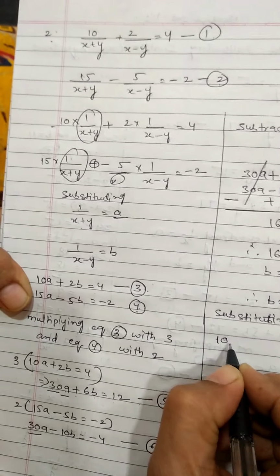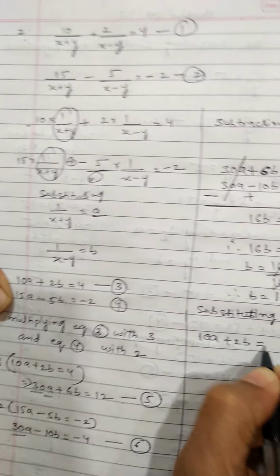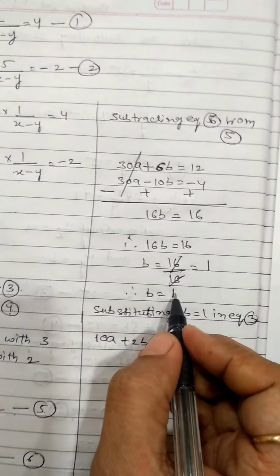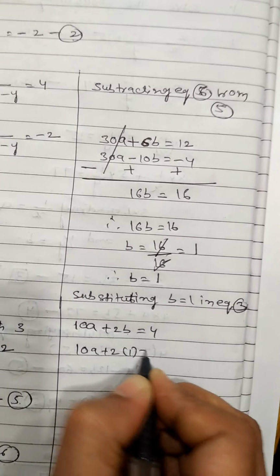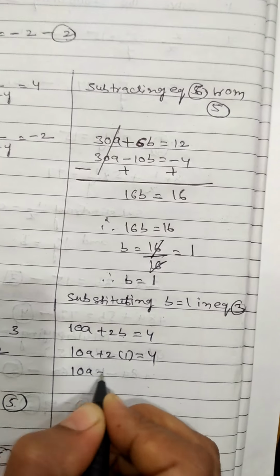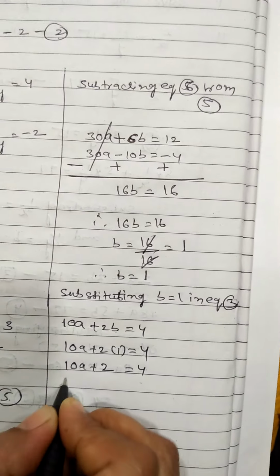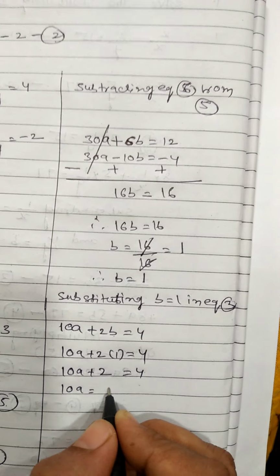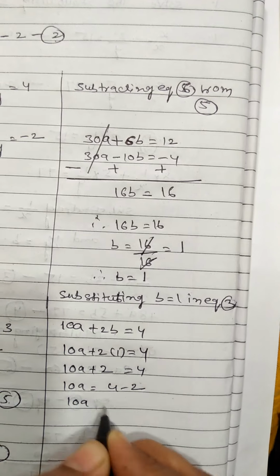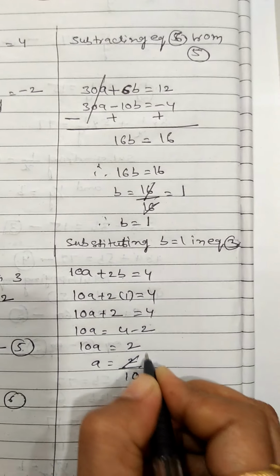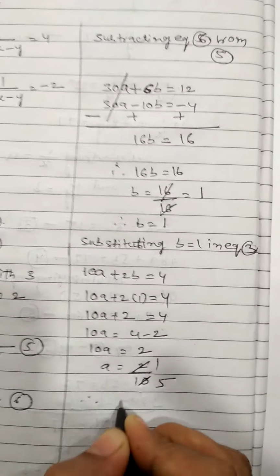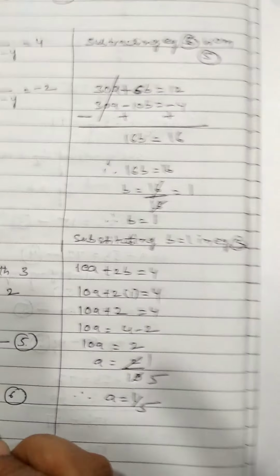What is equation 3? 10a plus 2b is equal to 4. In this equation, wherever b is there, I will write 1. That is 10a plus 2 into 1 is equal to 4. Therefore 10a plus 2 is equal to 4, that is 10a is equal to 4 minus 2, so 10a is equal to 2. A is equal to 2 upon 10. Therefore a is equal to 1 upon 5.